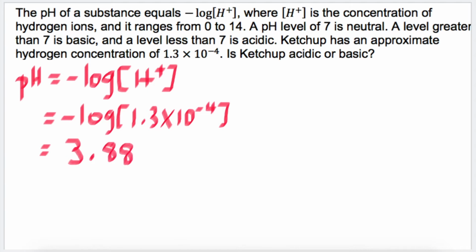And then using our calculator, if you put all of this inside the calculator, it's going to give us a pH of 3.88. So we go back to the word problem and we look for the definition of acidic. It's a value less than 7. So 3.88 is less than 7. So that means that ketchup is actually acidic.